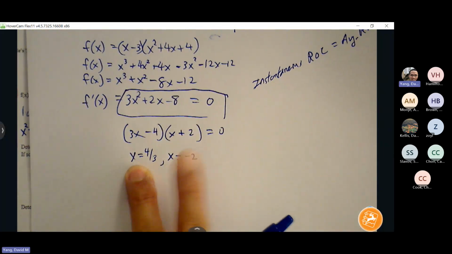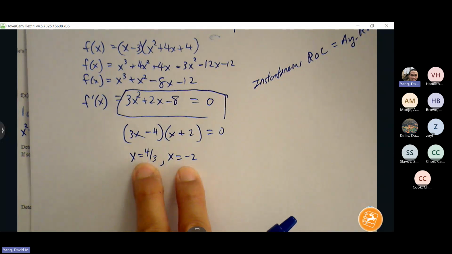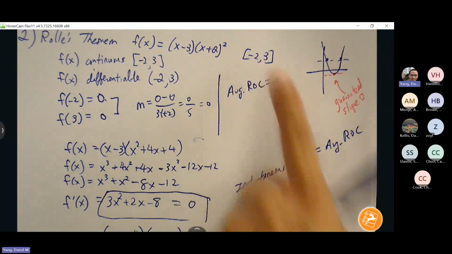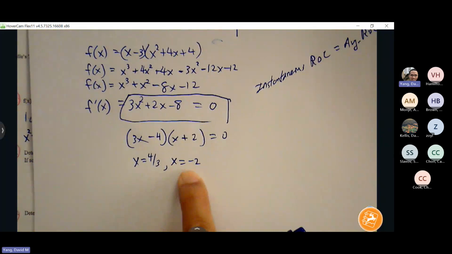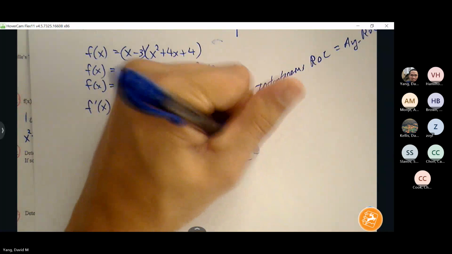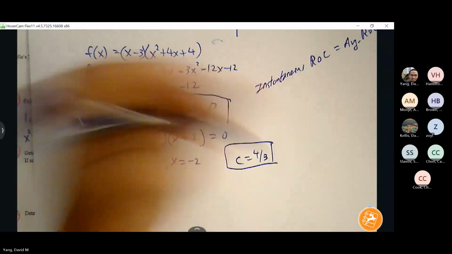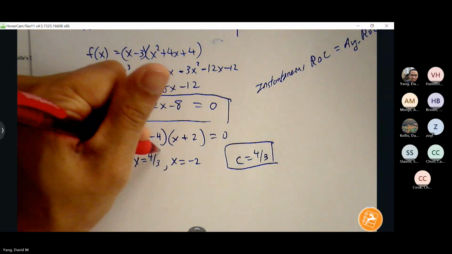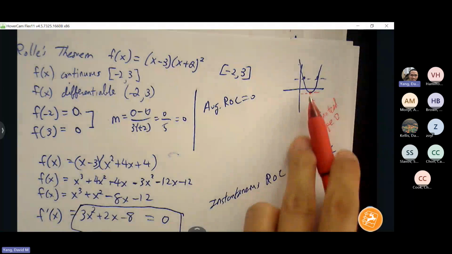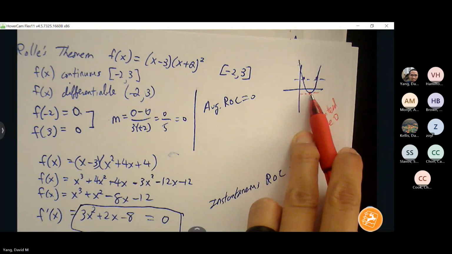Remember, we are guaranteed that there's at least one place where the slope is 0. So we did find 2 locations, but we only care about locations that land between the endpoints. So -2 is out. It has to be inside the interval. So this is not inside the interval, just 4/3. So at 4/3, the graph is going to be experiencing a slope of 0.